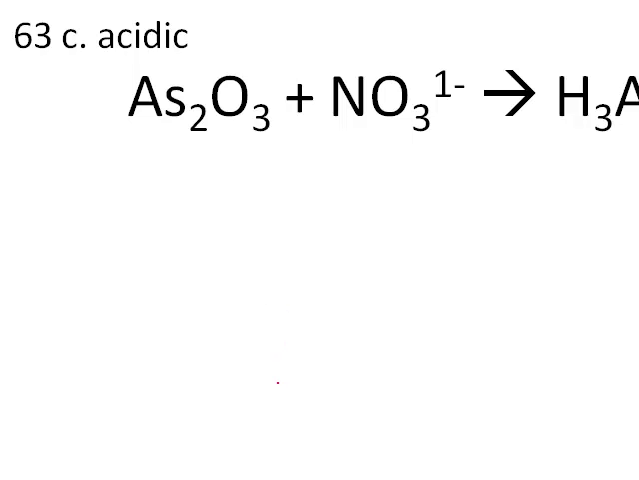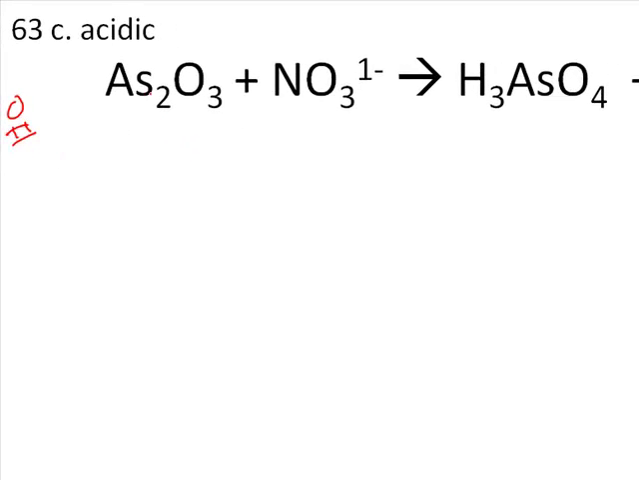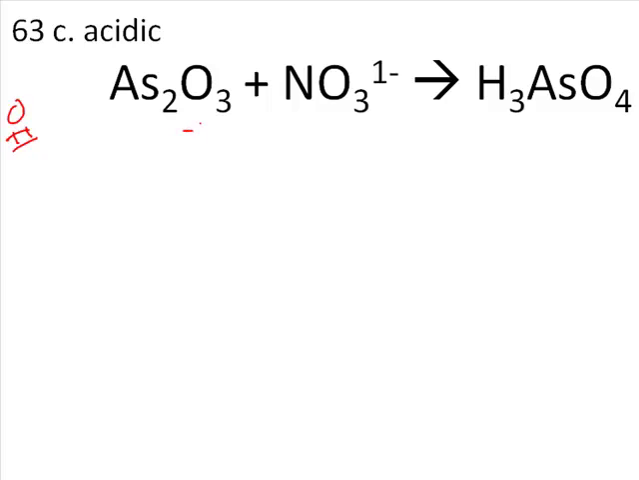Here's problem 63C that happens in acidic solution. In this case, we're looking at assigning oxidation numbers first. So the first thing we want to do is find the oxidation numbers for all of the compounds and ions. Oxygen is usually a -2. 3 times 2 is -6 for this one. So that means that this has to be a +6, so a +3 for the arsenic in As2O3.